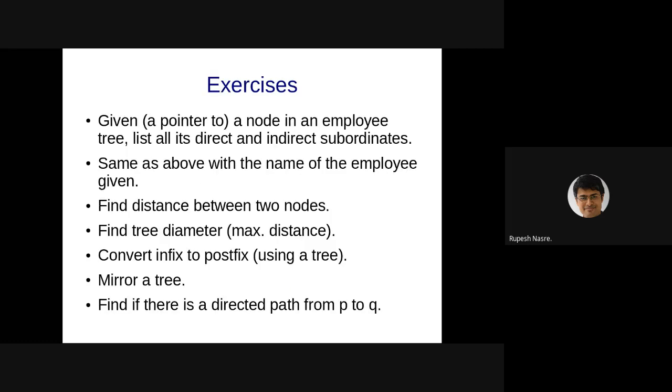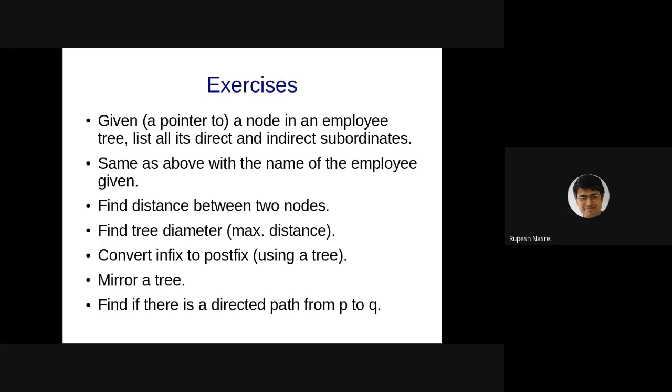Right? So some of the exercises which we'll do, or maybe I'll just discuss quickly, but you should think about these offline, is that given a pointer to a node in an employee tree, the employee-manager relationship, I would like to list all its direct and indirect subordinates. We have not yet defined a tree data structure as such in a program, which we'll do soon. But assuming that you have this pointer and a list of employees given some way, whom that particular manager coordinates with, can you print all the direct and indirect subordinates of that particular manager?